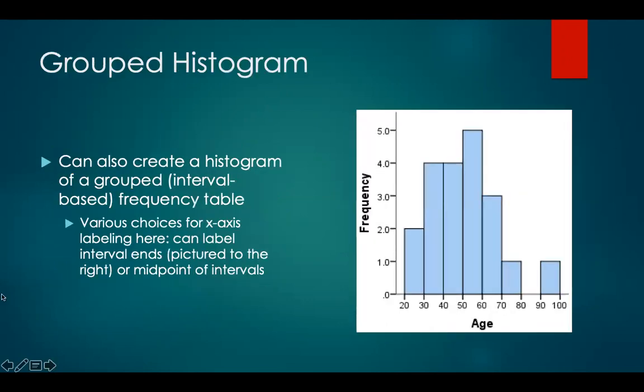Now, like frequency tables, histograms can also be grouped into intervals. These intervals can be called bins at times, where instead of having every individual possible value on the x-axis, you have a range of possible values. And again, on the y-axis, you have the frequency of each value.